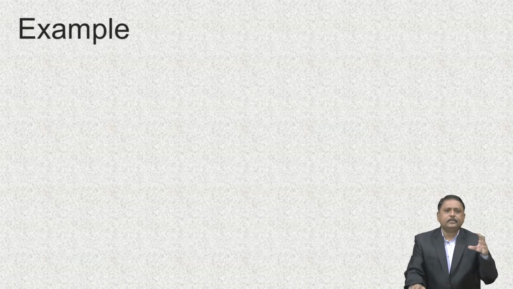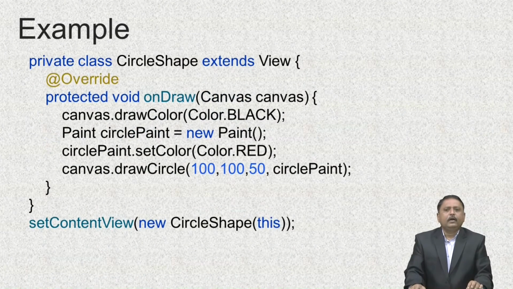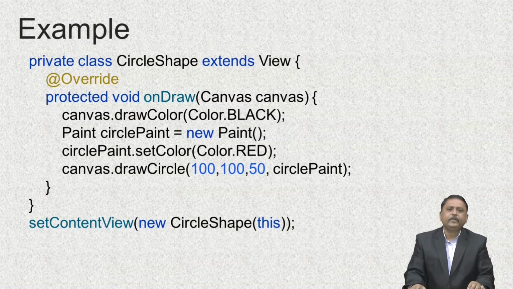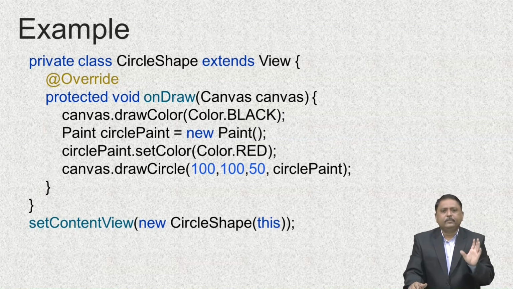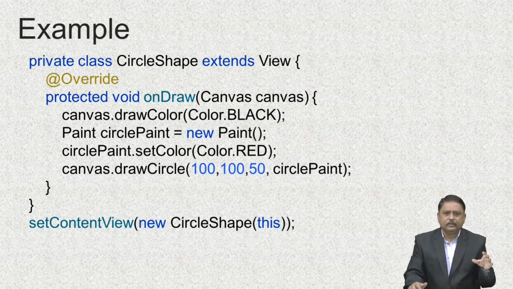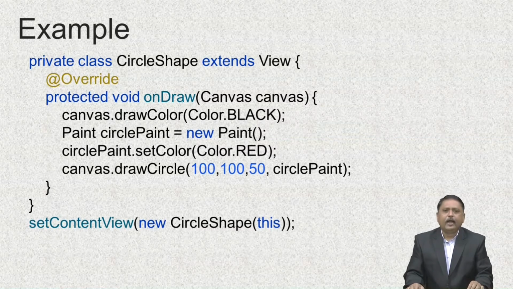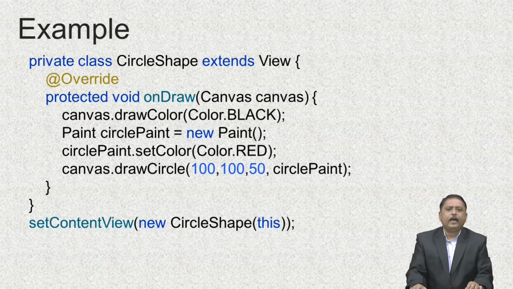Let us understand these with an example. On screen you can see we have defined one CircleShape class which extends View. So, to draw something you have to define one class which extends View, and inside this class you have to override the onDraw method, which has return type void, and it takes one object as an argument which is Canvas. So, inside onDraw I have written canvas.drawColor and the color is black.